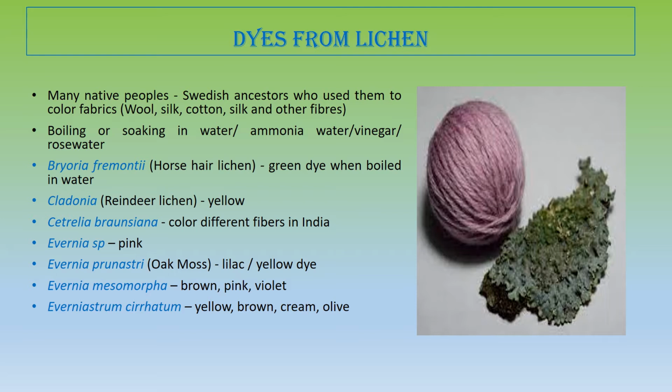These lichens are either pre-soaked, or they are dried and then soaked in water, ammonia, vinegar, or some other chemical. If we want a very light color, we soak fresh lichen. But if we want a very dark shade, we usually dry it and use it. After drying, we soak it in a chemical, whether ammonia or boiling water.